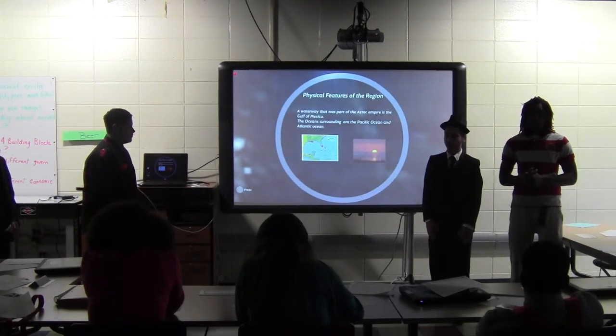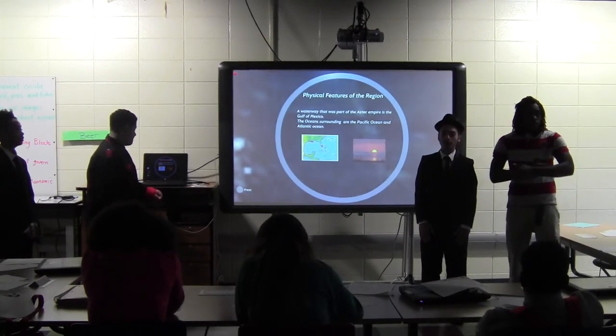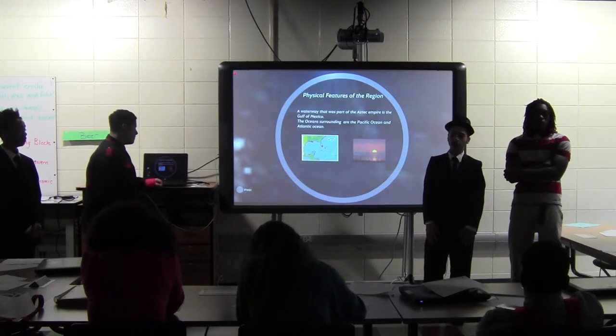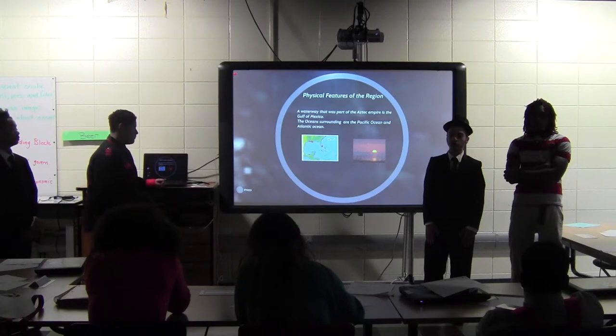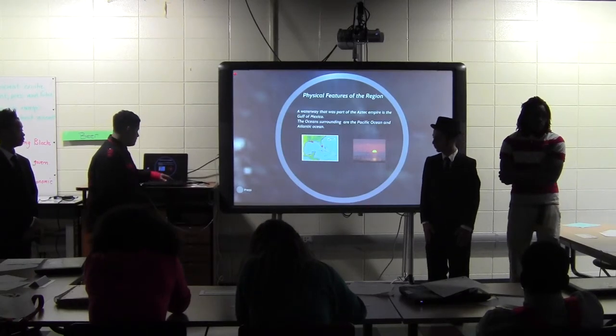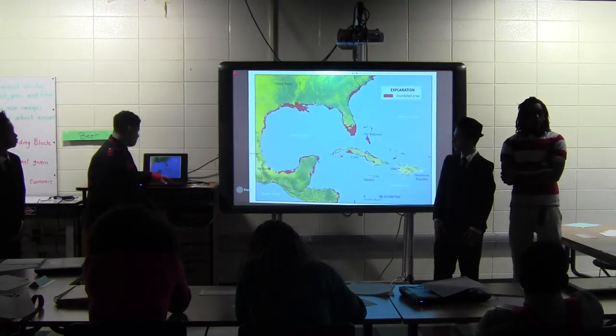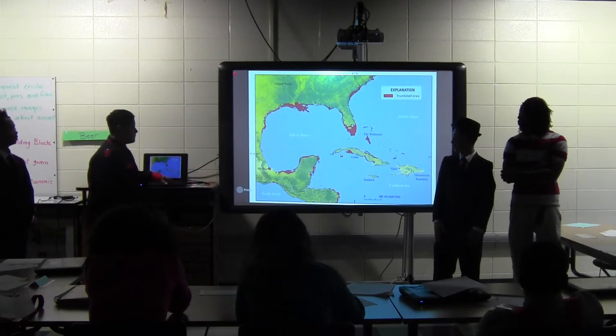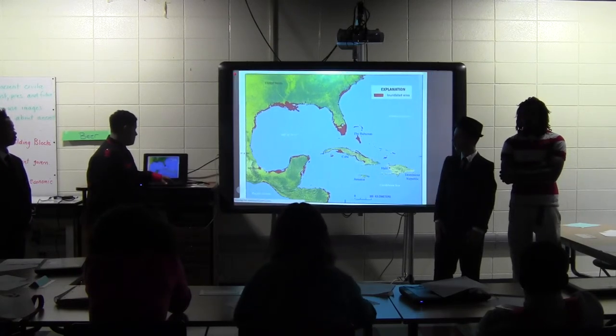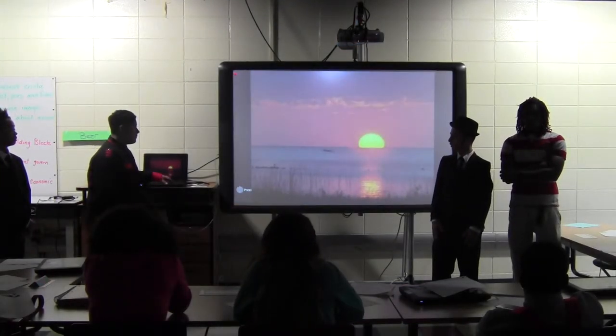Physical features of the region. There was a waterway in Central America. It's now known as the Gulf of Mexico. Surrounding the Aztec was the Pacific Ocean and the Atlantic Ocean. Here's a map that shows the Gulf of Mexico, Atlantic, and the Pacific Ocean. And here's a picture of the Gulf of Mexico.